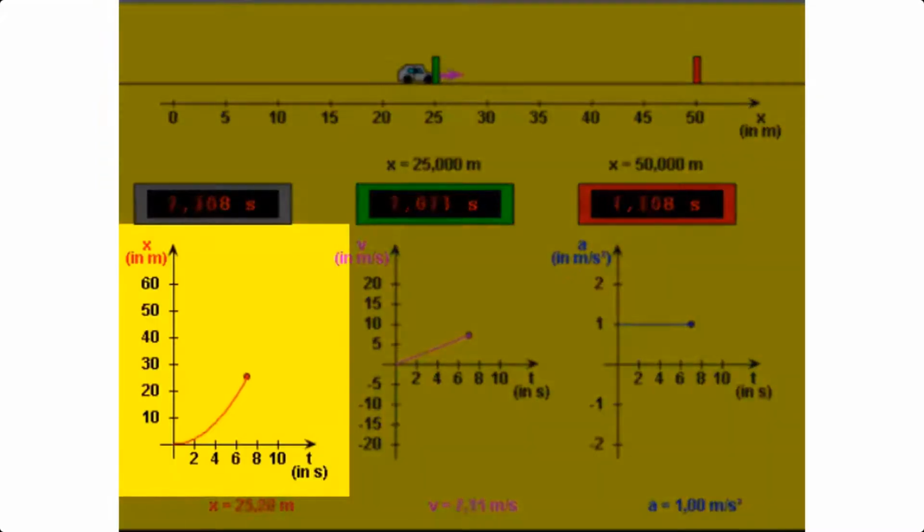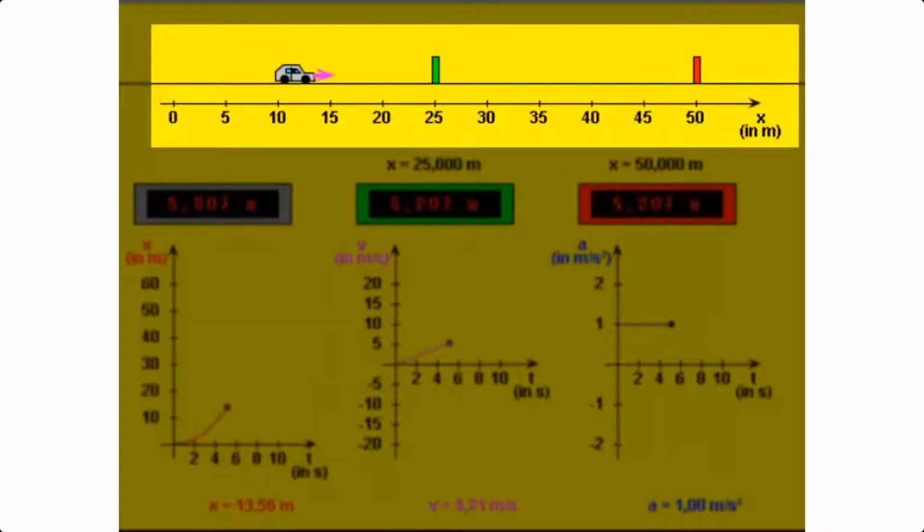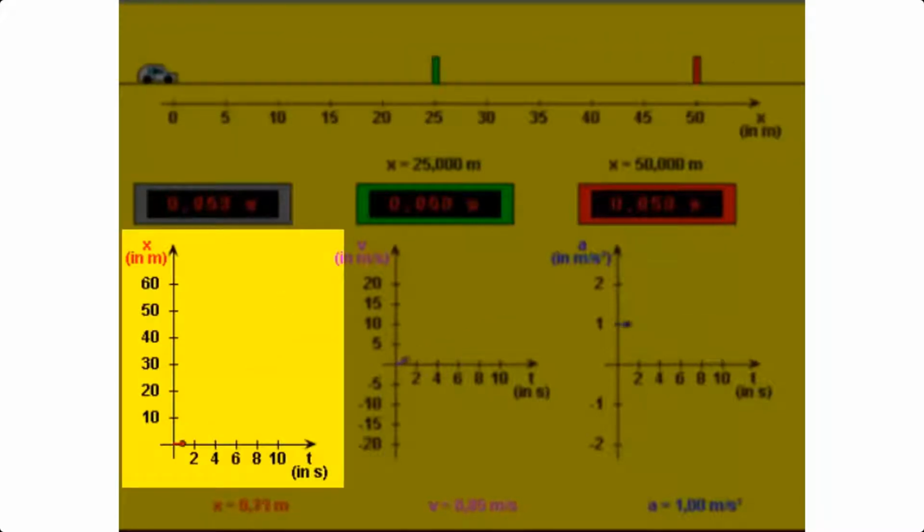The position time graph for accelerated motion is curved. So notice here we have the car moving to the right, getting faster and faster. Now let's look at the graphs. The position time graph curves upward. As it gets faster and faster, the graph becomes steeper and steeper.